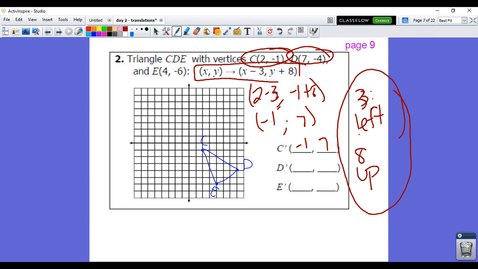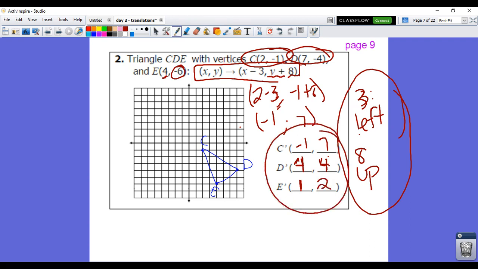So again, point D, we take 7, we subtract 3. 7 minus 3, we get 4. We take -4, we add 8. -4 plus 8, again, gets us at 4. So D prime, and that's what it's called when it has that little apostrophe, it's called prime. D prime is going to be at 4, 4. And then E prime, again, we take this 4 and we subtract 3. So 4 minus 3 gets me to 1. And then we take -6 and we insert it here. So -6 plus 8, and we get 2.